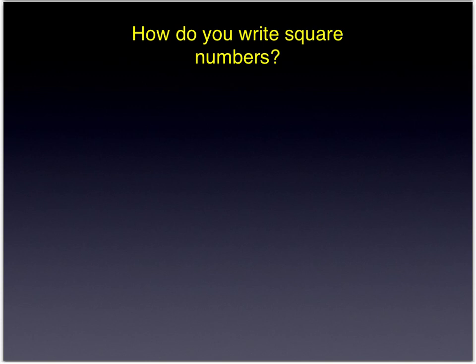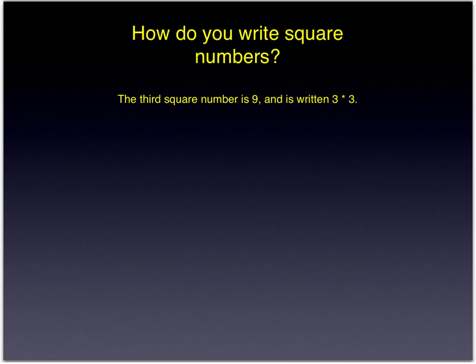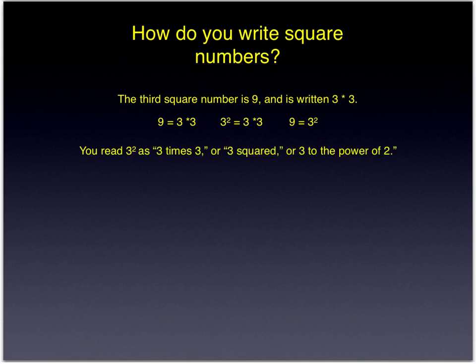So how do we write square numbers? The third square number is 9 and is written 3 times 3. We've already demonstrated that. So it can be written this way: 9 equals 3 times 3, or 3 with that little 2 equals 3 times 3, or 9 equals 3 with that little 2. You read that 3 with that little 2 as 3 times 3, or 3 squared, or 3 to the power of 2.